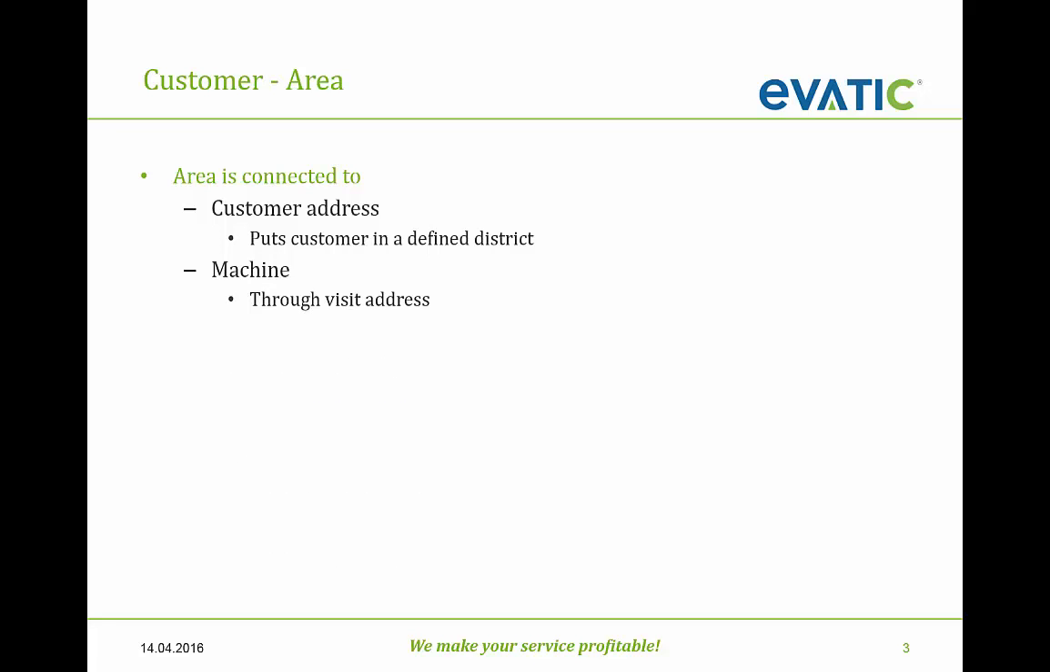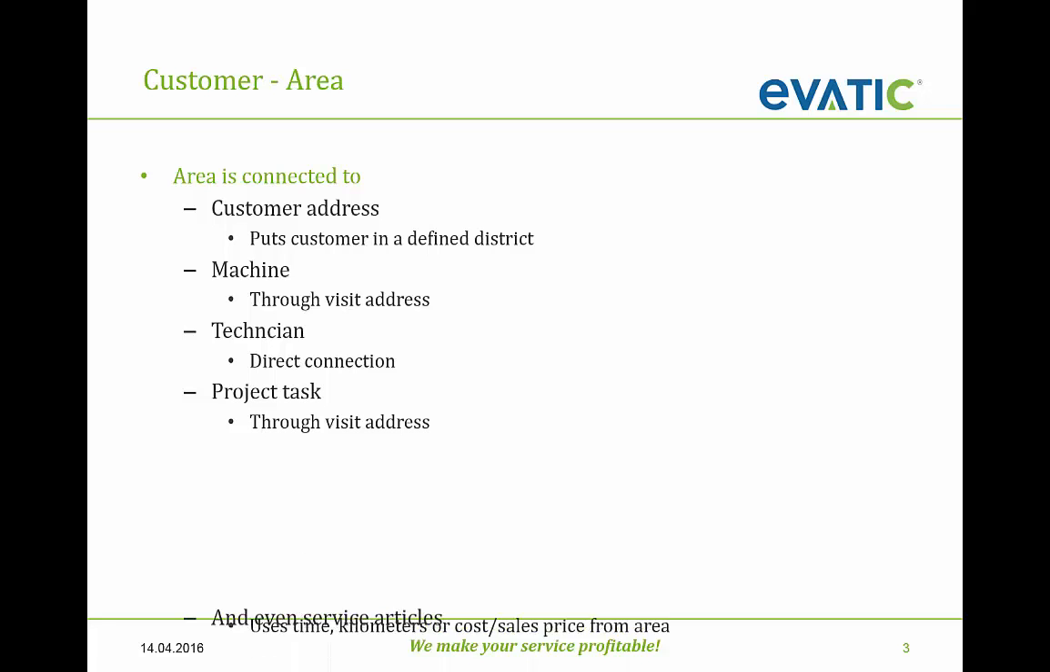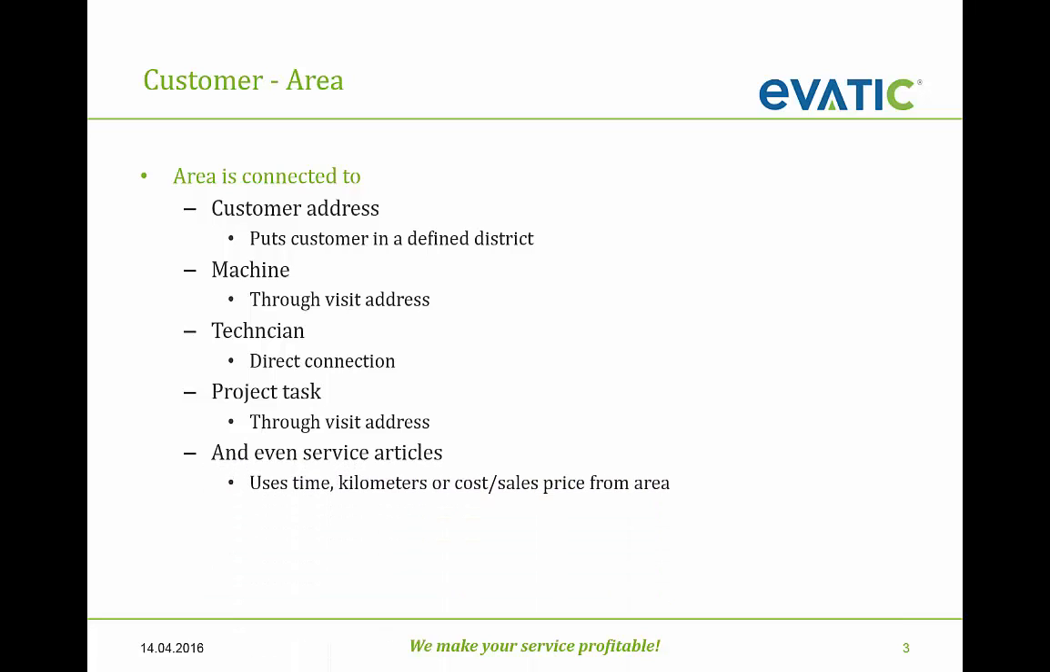You can connect areas to several different things. For instance, you can connect an area to the customer address. It's based on the postal codes. It can be put automatically to the customer address. It can be connected to a machine, then through the visit address, to a technician, which is a direct connection to the area, and to a project task through the visit address, and of course even to service articles using the fixed time, kilometers, or cost and sales price.